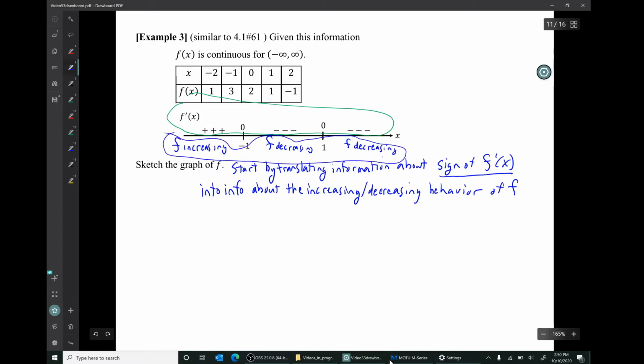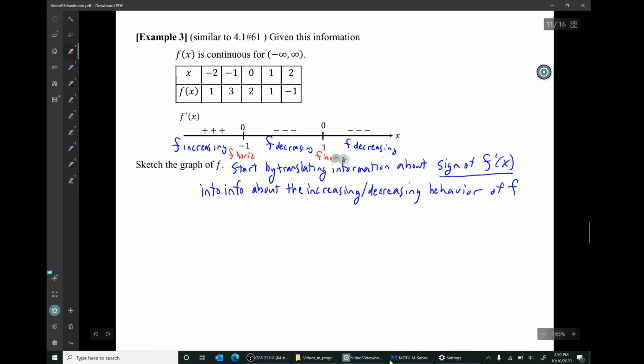So f prime is the thing that's positive. f is the thing that's increasing. You have to keep those two function names straight. We have two functions kicking around now. We have f prime and we have f. Now what about the behavior at those x values of -1 and 1? f prime has the value 0, so that means f has a horizontal tangent line.